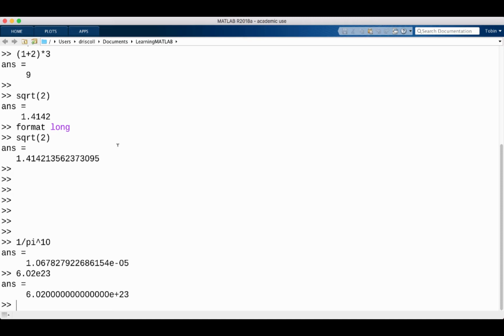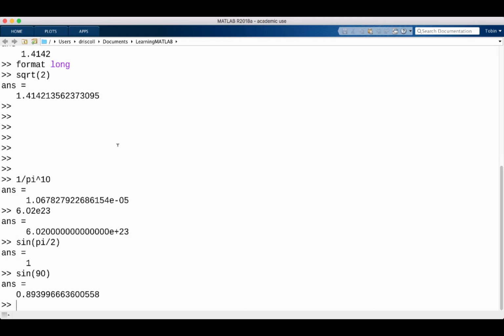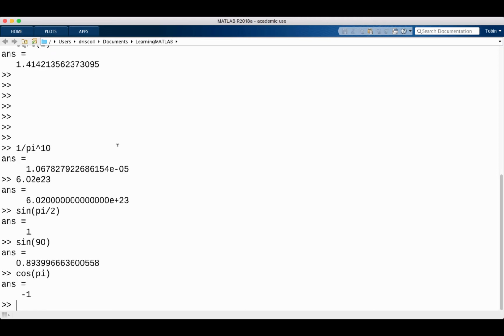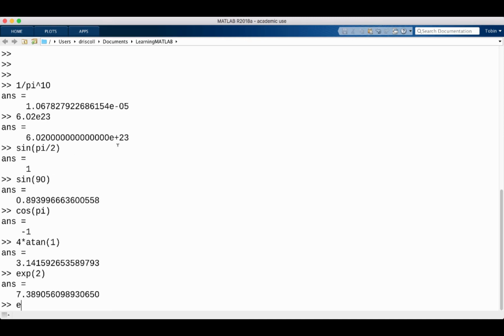Okay, you've seen the square root function already. All the trig functions you know and love are here too. They expect their arguments to be given in radians, not degrees. Notice that the constant pi is predefined. The natural exponential, the base e exponential, is given by the function exp. Note that the constant e is not predefined. If you need it, you have to compute exp of 1.